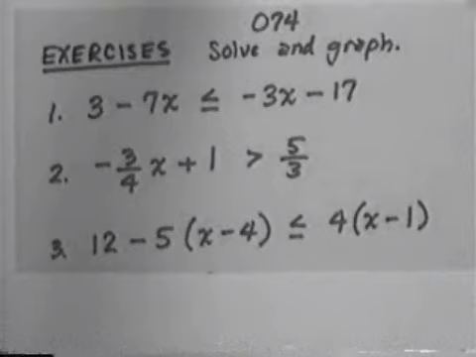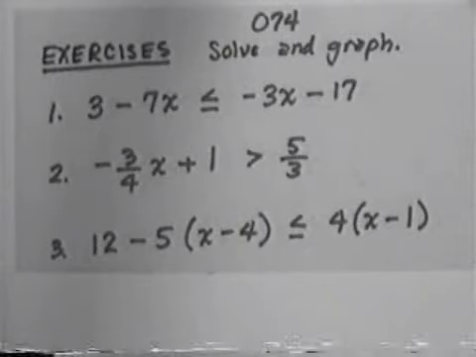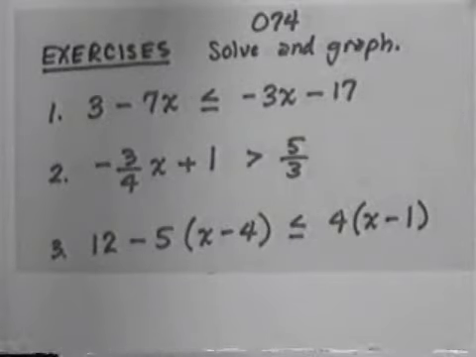12 subtract 5 times in parentheses x subtract 4 is less than or equal to 4 times in parentheses x subtract 1. Be sure you copy all 3 of these exercises exactly right. Then stop the tape, work the exercises, and restart the tape to check your answers.